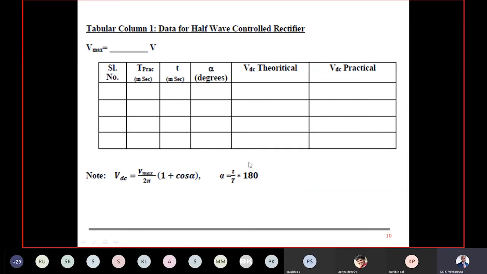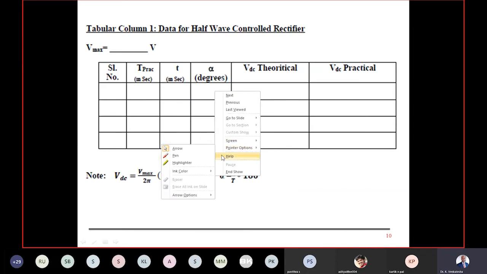Okay. Now, what we do in the lab is this: it is a half-wave controlled rectifier, because instead of the diode, I'm using an SCR.